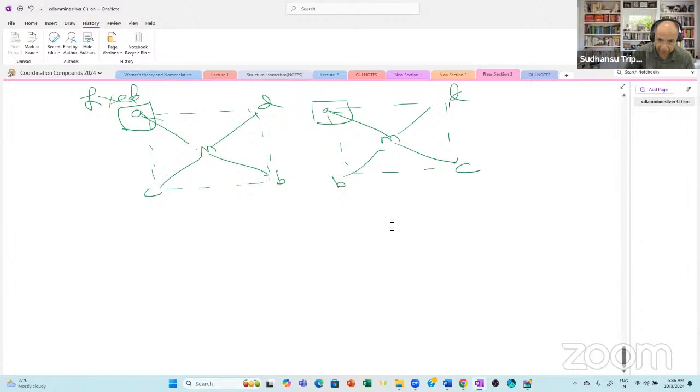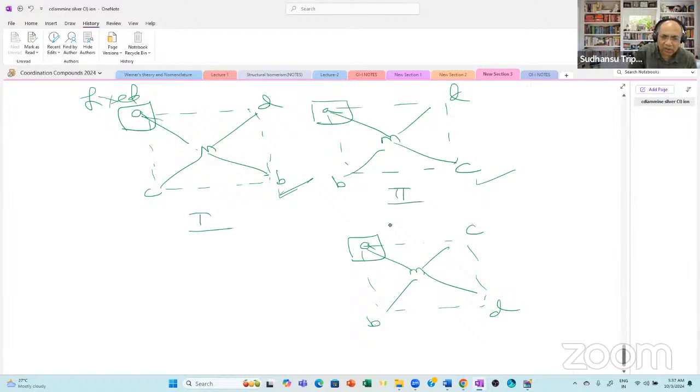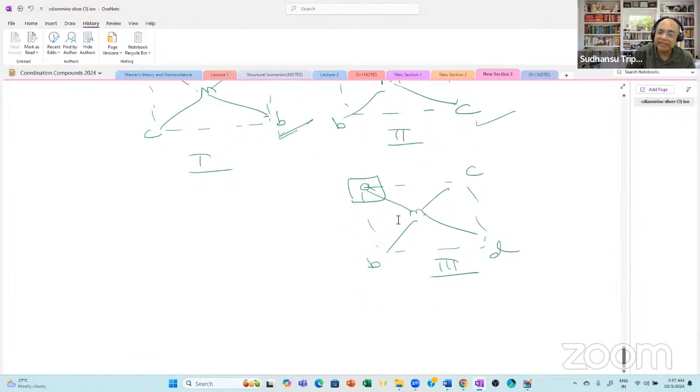And the third one, give same A fixed and bring B opposite, C opposite, now D opposite. Bring BC to the other sides. So other than 3, you cannot get any other fourth form. These are the 3 GIs.